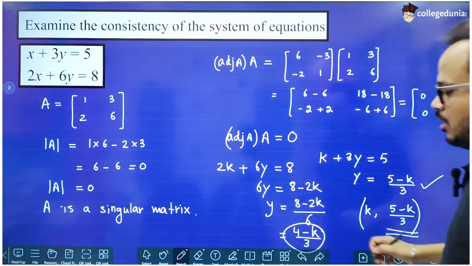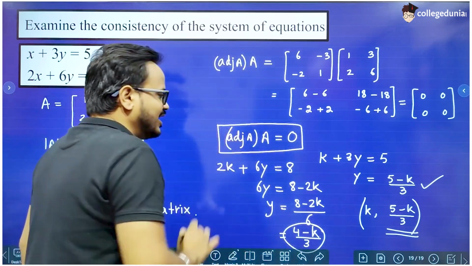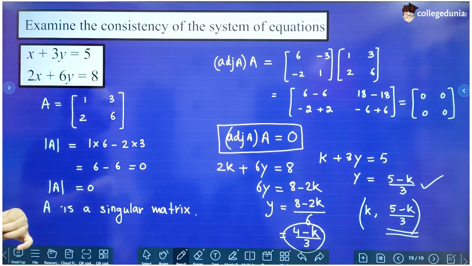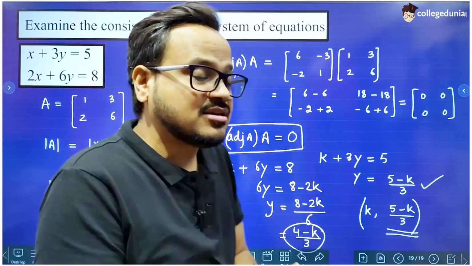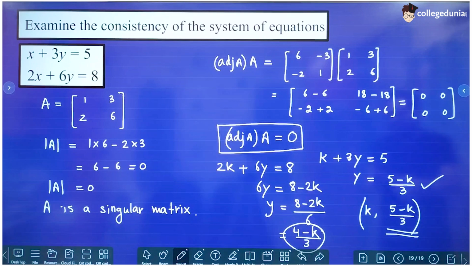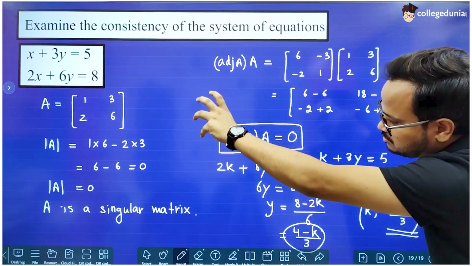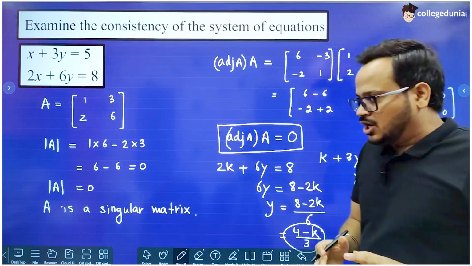In the rules, we wrote that if adjoint A into A is equal to 0, the system can be consistent or inconsistent, and if it is consistent, it will have infinite solutions. But here the system is inconsistent because the value of y in both the equations, when we find it in terms of k, is different. So this system is simply inconsistent, right?